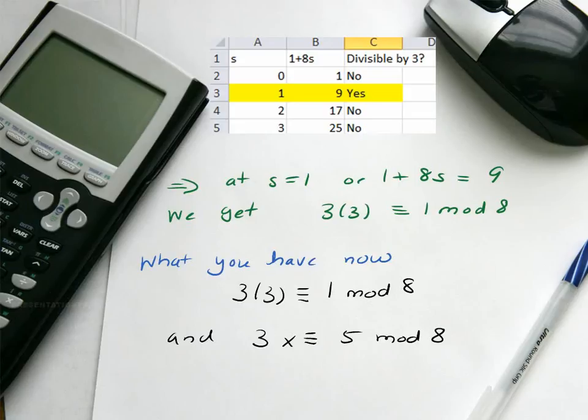So just to summarize, where you are at now is you have the multiplicative inverse of 3 is 3, because 3 times 3 is 1. So you're going to hit both sides with a 3 here to turn this coefficient in front to a 1. That's the game plan.